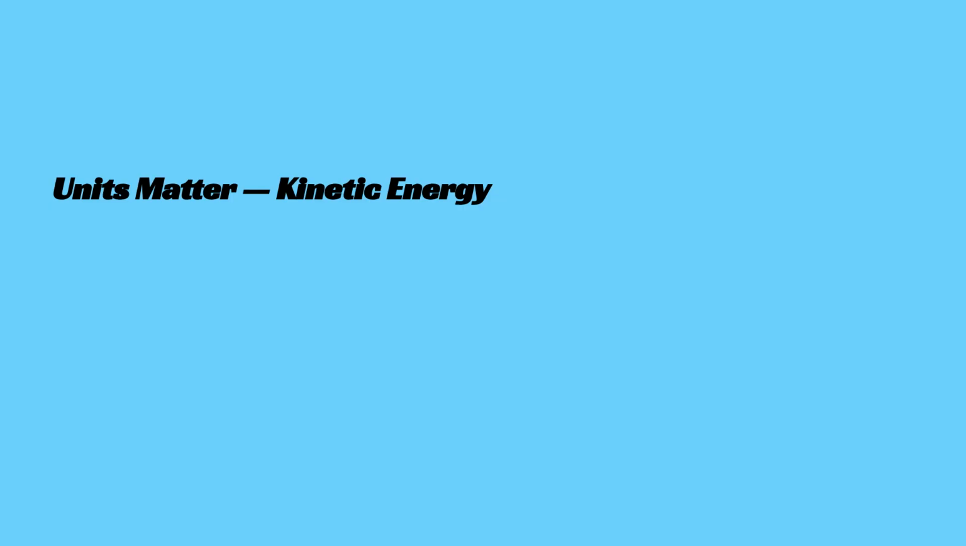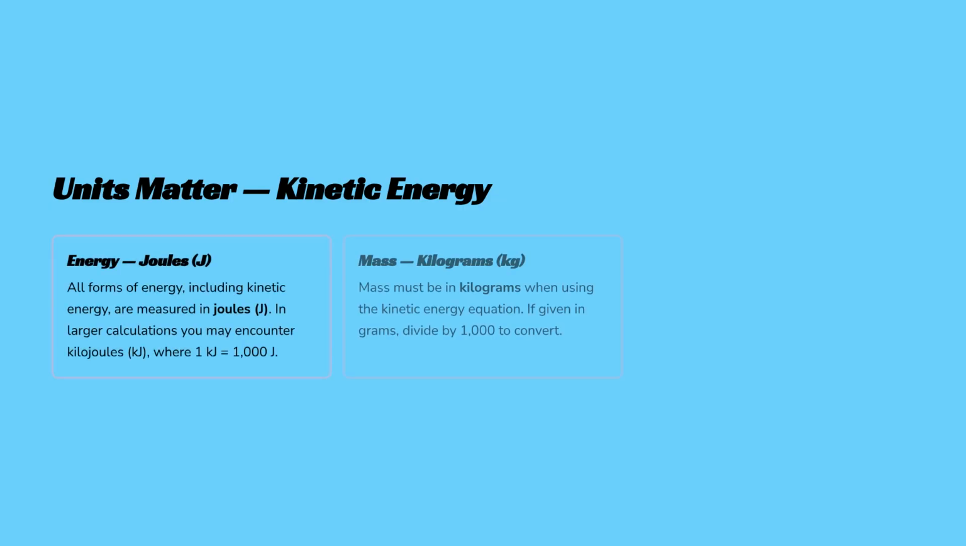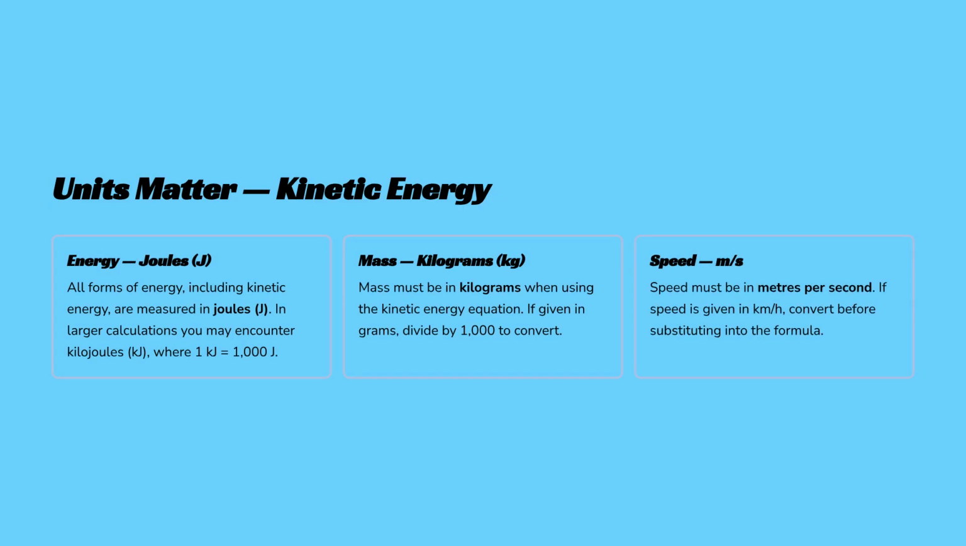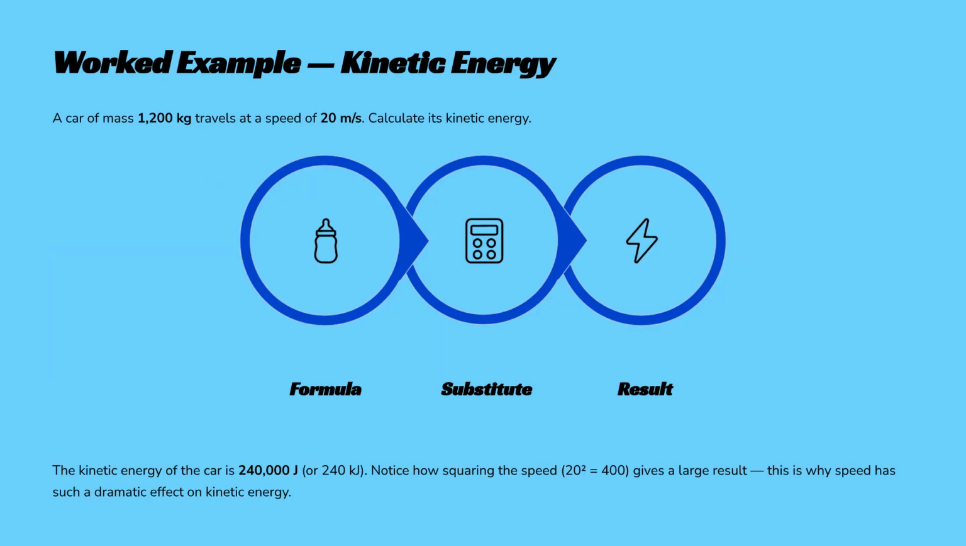Units are vital in physics. Ensure energy is in joules, mass is in kilograms, and speed is in meters per second before starting your calculations. For a car with a mass of 1,200 kilograms traveling at 20 meters per second, we apply the formula to find the kinetic energy is 240,000 joules.